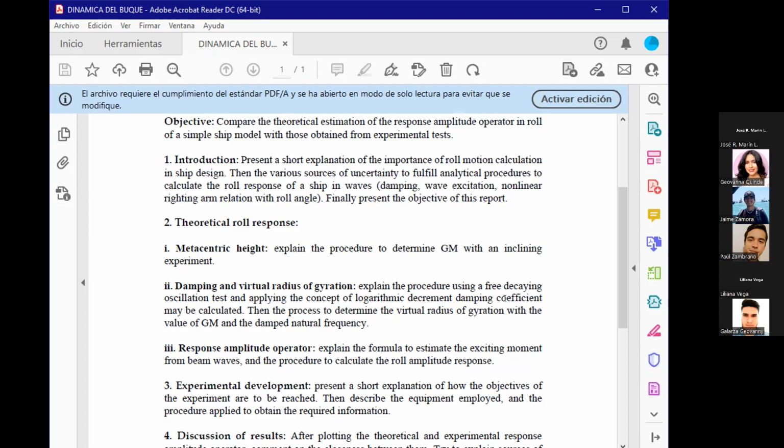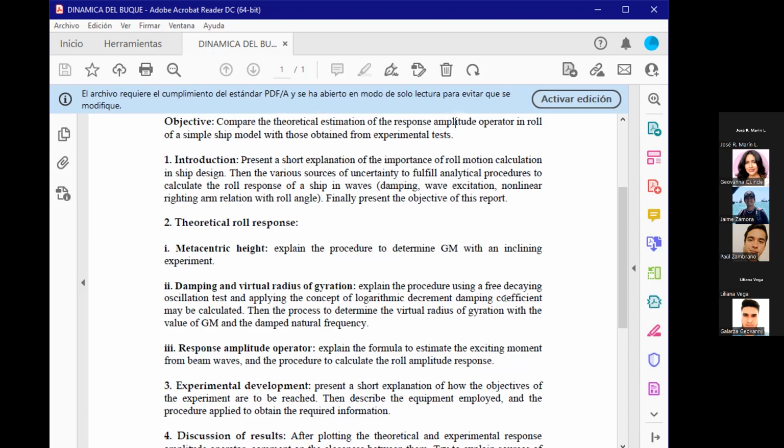Then the various sources of uncertainty to fulfill analytical procedures to calculate the roll response of a ship in waves: damping, wave excitation, nonlinear righting arm relation with roll angle. So finally, present the objectives of this report.